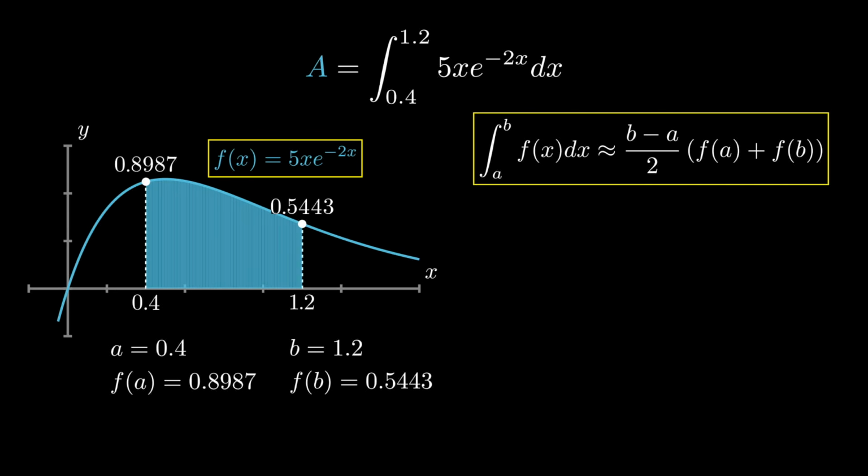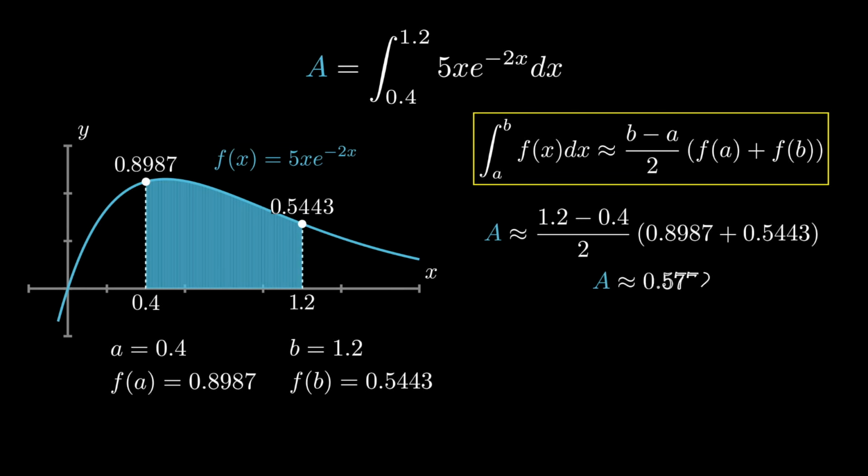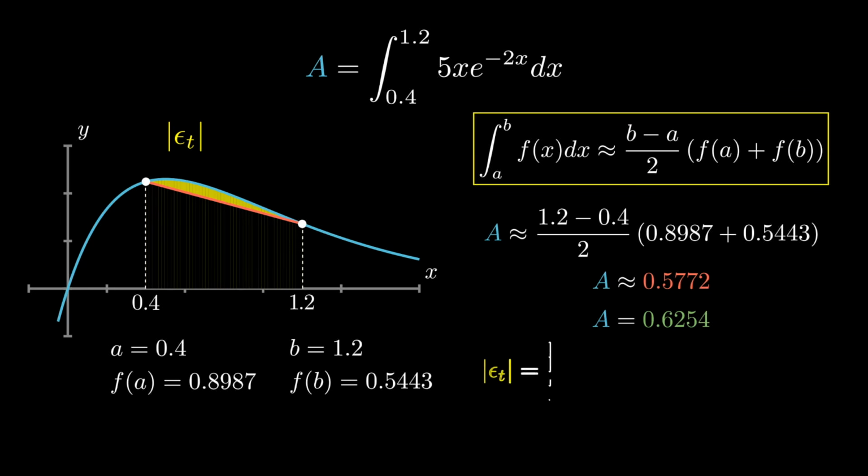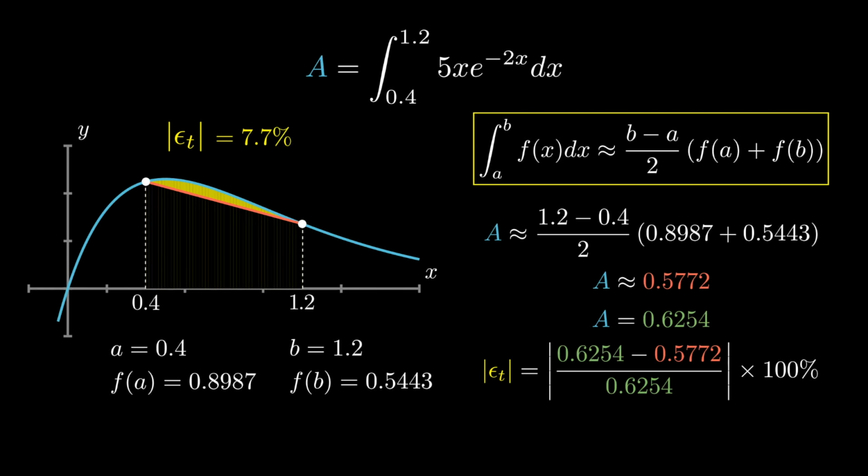Substituting these values of A, B, f of A and f of B in the formula, we get an approximate area value as 0.5772. The correct value of the area is 0.6254. The difference in the values of area is because of this yellow region above f1 of x and below f of x. Relative true error epsilon t is equal to true value minus approximate value over true value times 100. The relative true error is 7.7%.